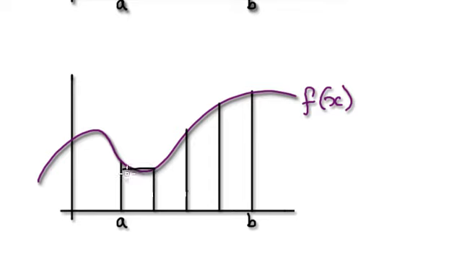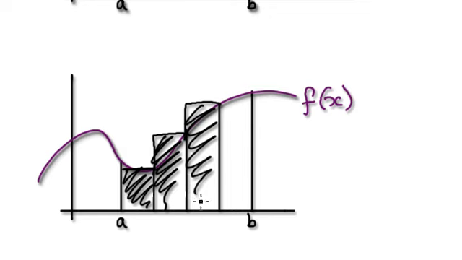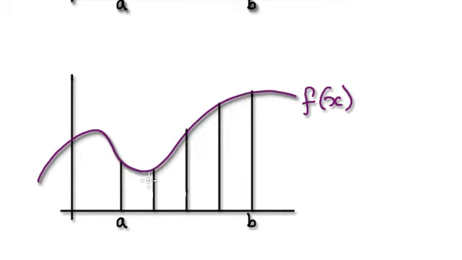So we cut b minus a into four equal pieces, and then we work out the area of this rectangle here, then the area of this rectangle, and then this rectangle, and then this rectangle, and add up the four areas together. That will give us an approximation to our area. But the thing is, it's not a very good estimate.